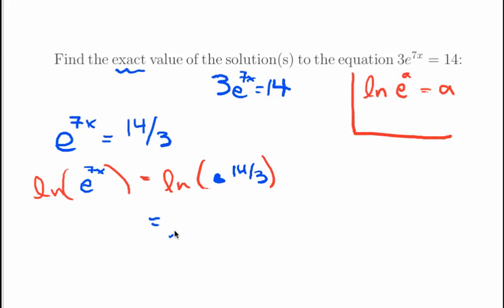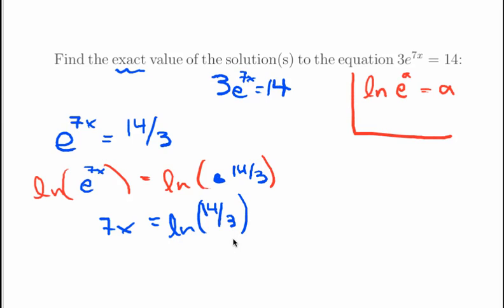Now the right-hand side of the equation is locked in. There's nothing more I can really do to simplify this. But the left-hand side of the equation, I can apply the cancellation property. The natural log of e to the 7x is just simply 7x. So now I have 7x equals this number, ln 14 thirds.